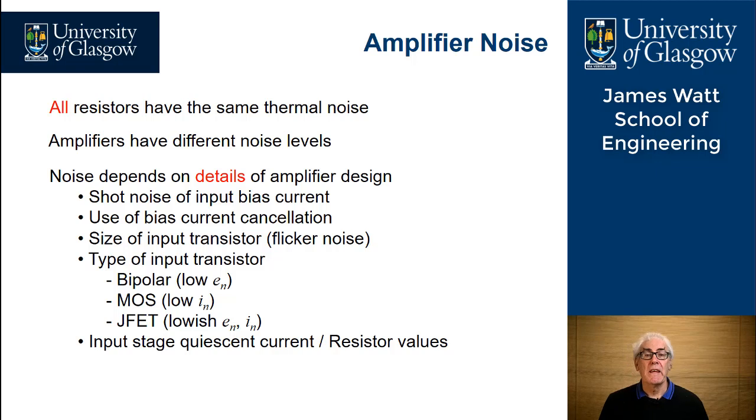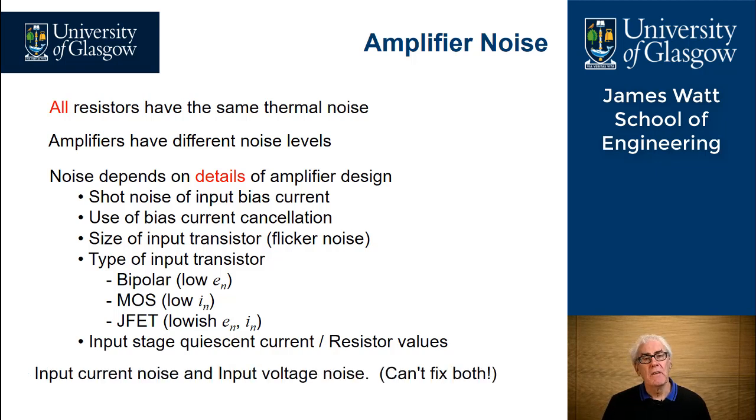noise. In the case of bipolars, they have very low voltage noise, but can have relatively high current noise because the bias currents are quite large. MOS have very low input currents, so they have a very low noise current, but often a very large noise voltage associated with them. And junction FETs have got a low-ish noise voltage and a medium noise current. So the input stage of an amplifier is critical to the noise performance of the amplifier.